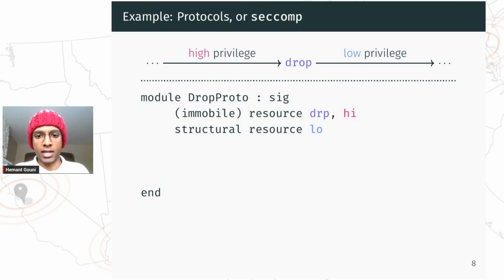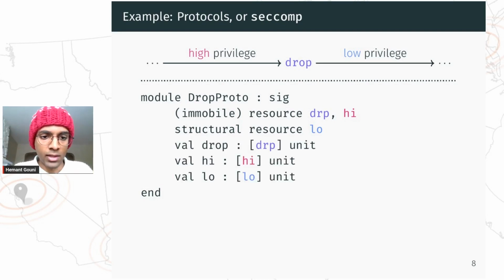Immobile means that the ordering of these resources within a resource context matters. So you can't just swap them around freely, which is something you could do before. And structural means it's totally unrestricted. It's not affine, it's not strict, it's not immobile. There's no restrictions on it.